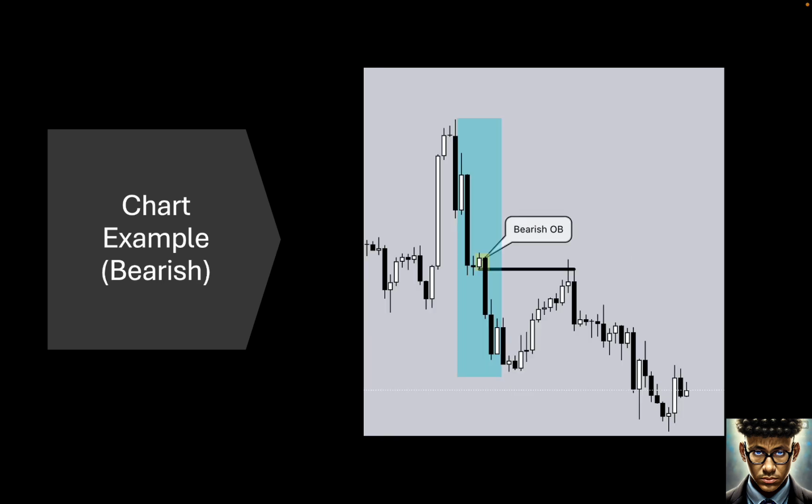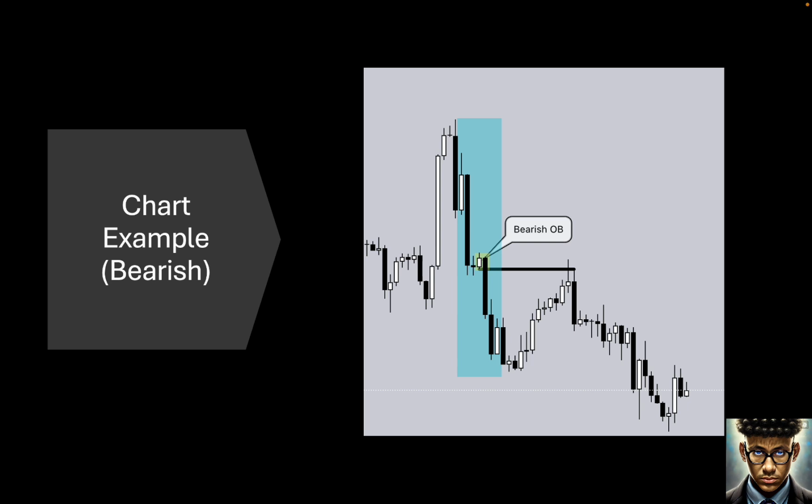Now here a bearish example. As I said, every up close candle during a bearish move on a higher time frame represents a bearish order block, and here you can see we perfectly sold off, and then we had this small up close candle right there. Price retraces up into it, respects the whole body, and then wicks off and trades even lower, and that's a bearish order block.